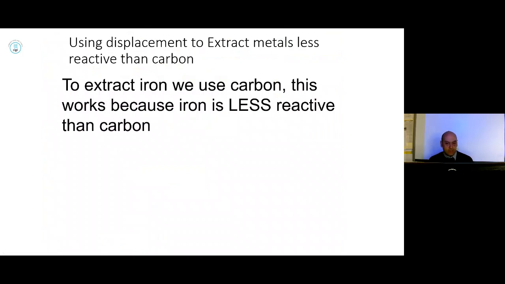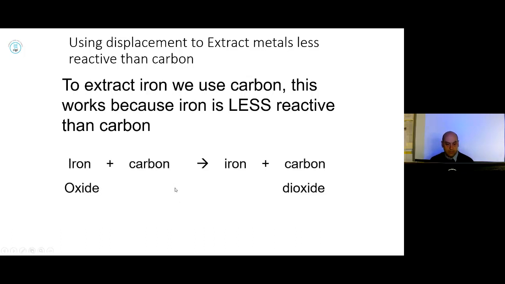Using displacement to extract metals, we wouldn't displace a metal with a more reactive metal. That would not be economical. So what we use is carbon. The reason we use carbon is because iron is less reactive than carbon, so carbon can displace it, and also carbon is extremely cheap and abundant.